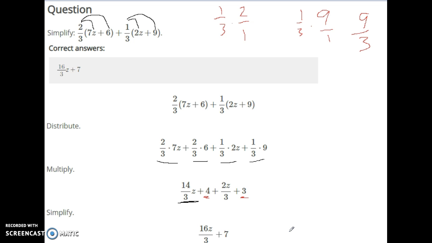And so now that we have done that multiplication, we want to simplify and combine like terms. Adding fractions together, we need to make sure they have the same denominator, which in this case they do. And so then we just add up the numerators. If we had 14/3 plus 2/3, that's a total of 16/3, and that's multiplied by z. And then we had a 4 plus 3, and that gives us 7, and so that is our final solution.